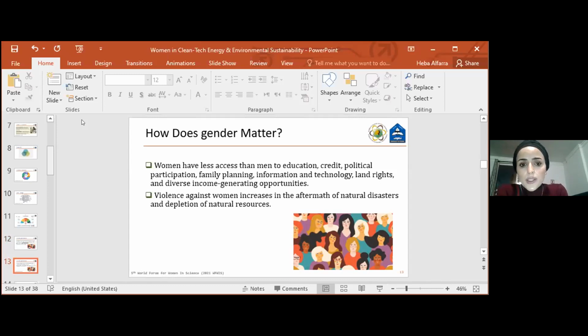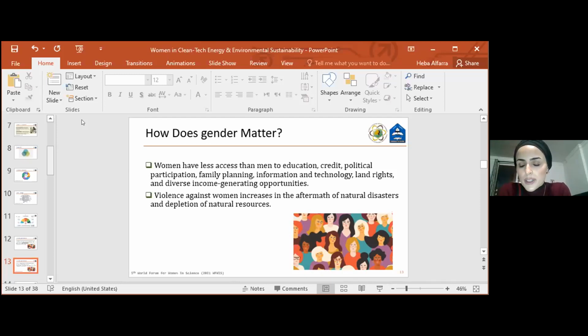So how does gender matter? Women have less access than men to education, to credit, to political participation, to family planning, to information and technology, land rights, and diverse income generation opportunities. All these challenges are obstacles for women. Not all women can continue their education, not all of them have the right to get a job, and not all of them have the right to have their own land. We can find these challenges in our communities.